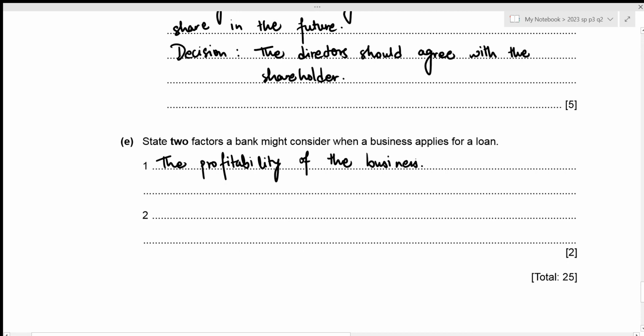And the second thing they would consider would be the cash flow of the business as well. Because like I said before, profit and cash flow is not the same thing, because profit incorporates accrual concept, but cash registers all of our cash inflows and outflows only. So they also need to know the state of cash flows in the business.